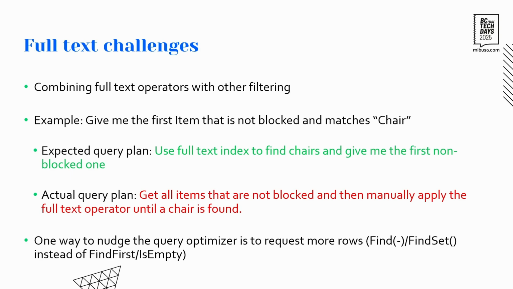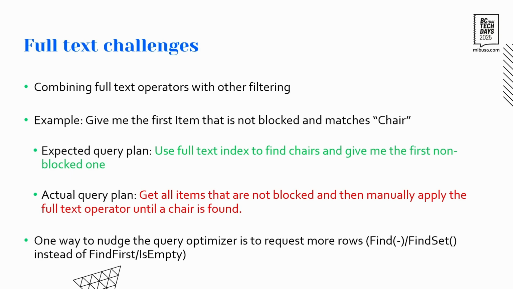For example, in this case, if I have an item where the description is chair and it's not blocked. If you are not lucky and SQL decides to start by getting all the ones that are not blocked and then apply the full text filter, then you're actually slower than you were before. Some of this we have been able to mitigate ourselves, because some of it is heuristics on the SQL side. So if you do find first and a full text query, they think there's no reason to use the full text search here.